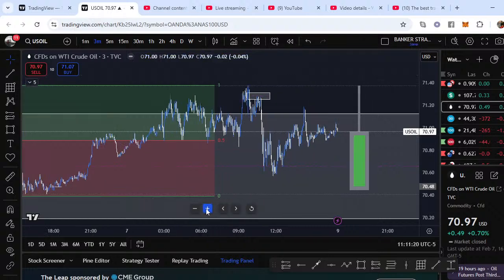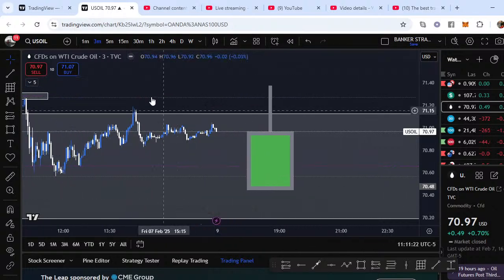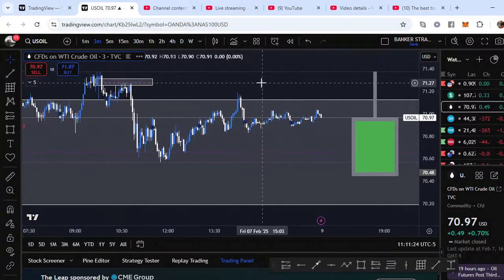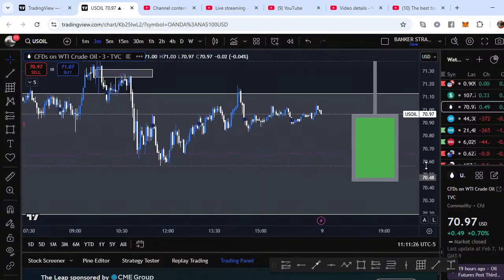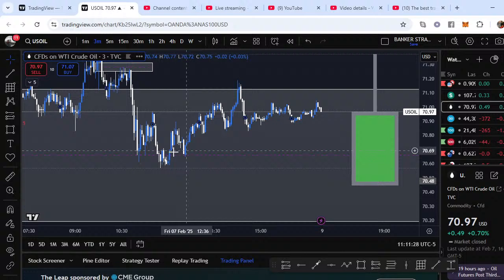So, what about here? Does it show a willingness to go? Yes. Why is that? Well, we broke structure. This was on a 1 minute, 3 minute time frame. We broke this little consolidation area here. Shot up. Price closed. We're looking for a fair value gap and or order block.